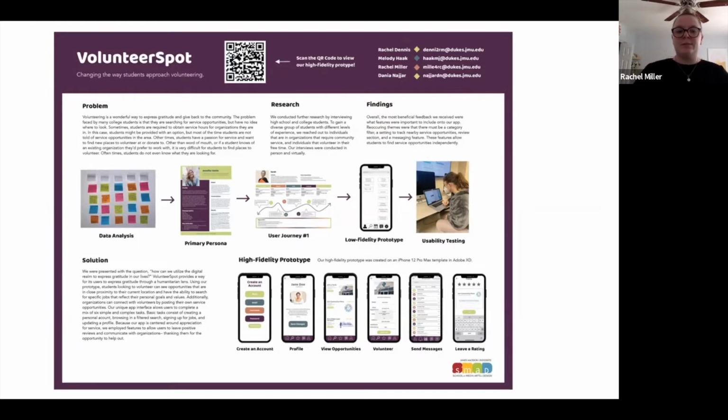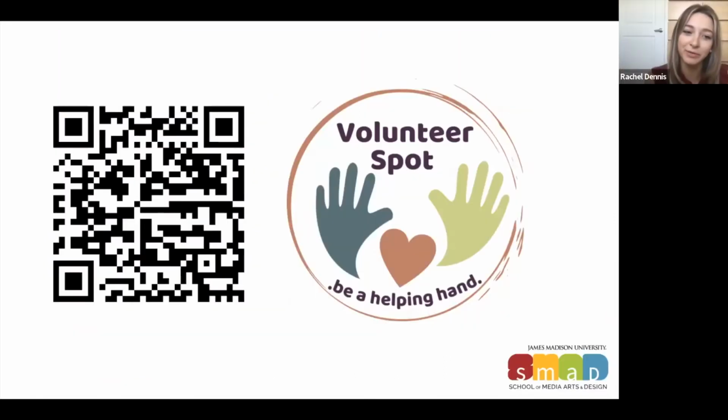The main criticism we received seemed to be that the prototype was not a complete app. We were also told that we could better exhibit our location services by showing a map with service opportunities rather than having a list of nearby organizations. That concludes the work we have done so far for our application, VolunteerSpot. Feel free to scan the QR code on the left to view our high-fidelity prototype.